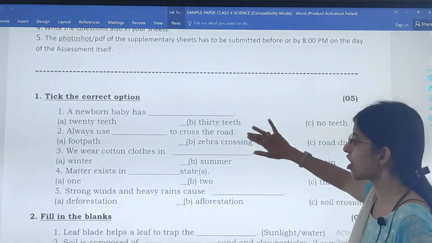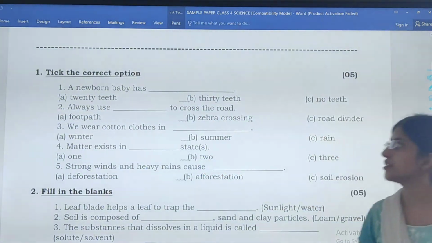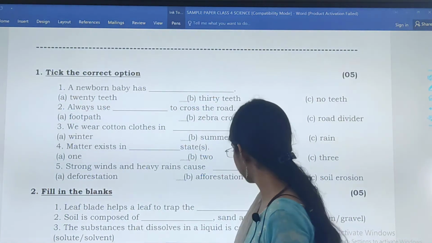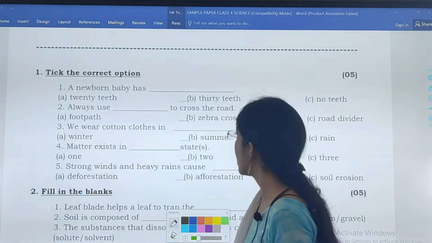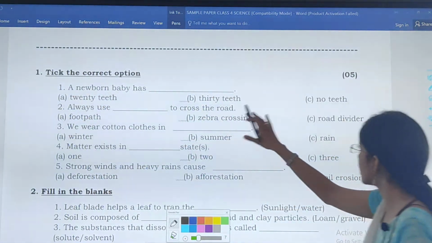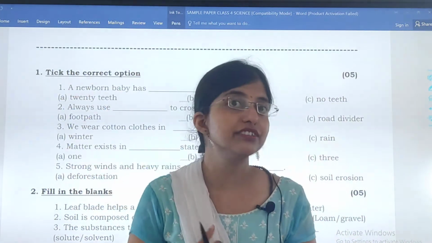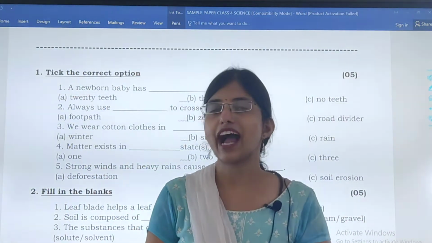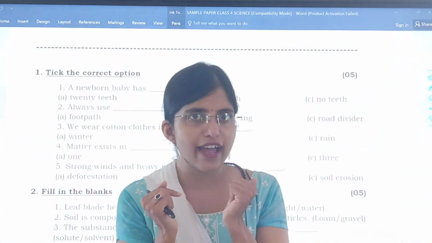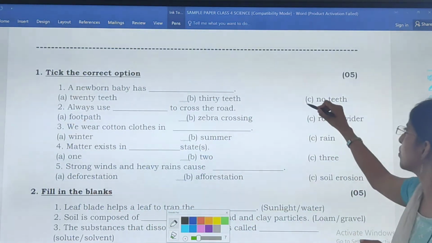Check the correct option. First question, and it carries 5 marks. First, a newborn baby has dash: 20 teeth, 30 teeth or no teeth. Remember this question? We have done this in revision also. I had shown you a baby's face. क्या babies को दांत होते हैं? Do they have teeth? No. So our answer is no teeth.